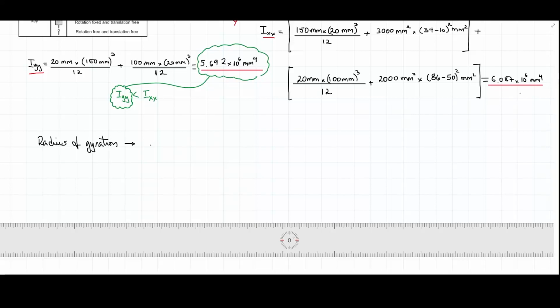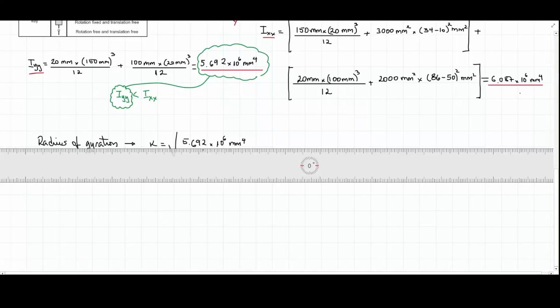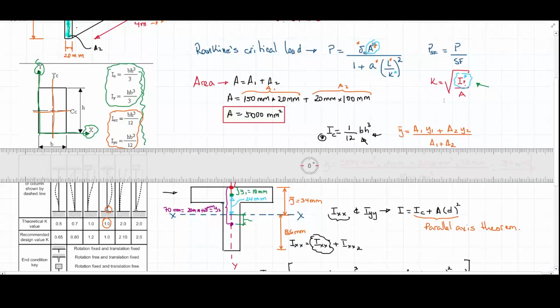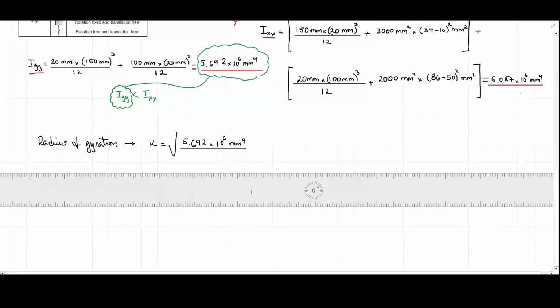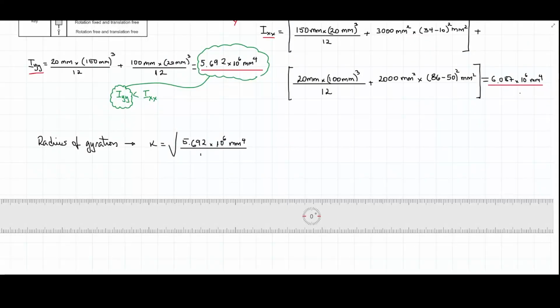The radius of gyration is going to be k equals the square root of the inertia, which is 5.0692 times 10 to the power of 6 millimeter to the power of 4, and that's going to be divided by the area of the combined section according to the formula here, and that area is going to be 5,000 square millimeters.